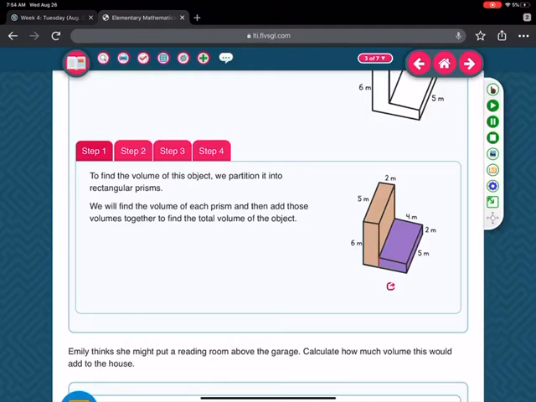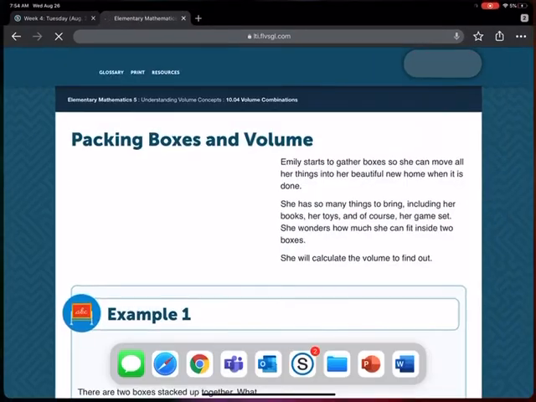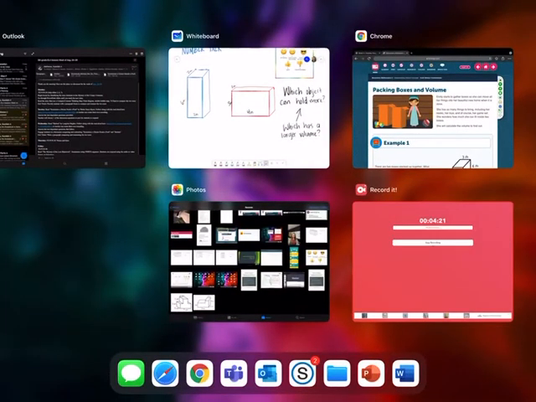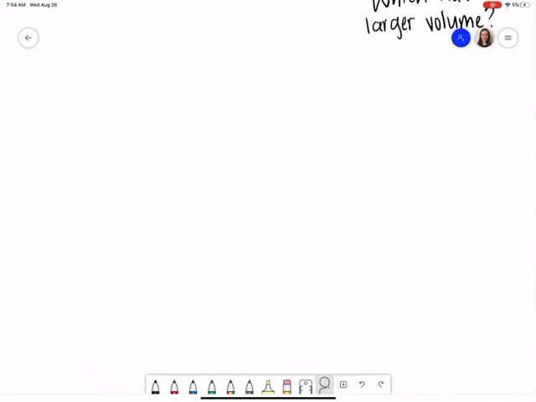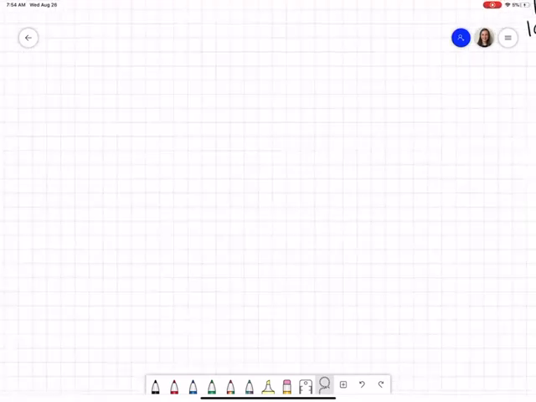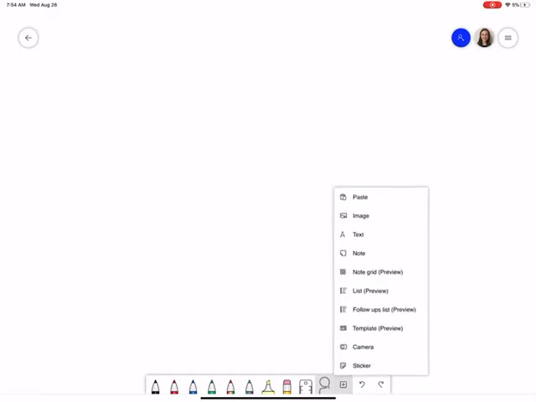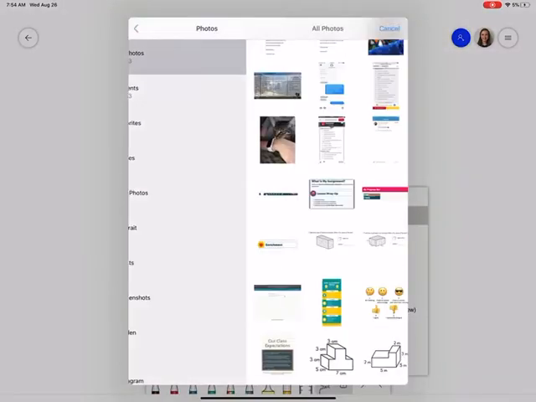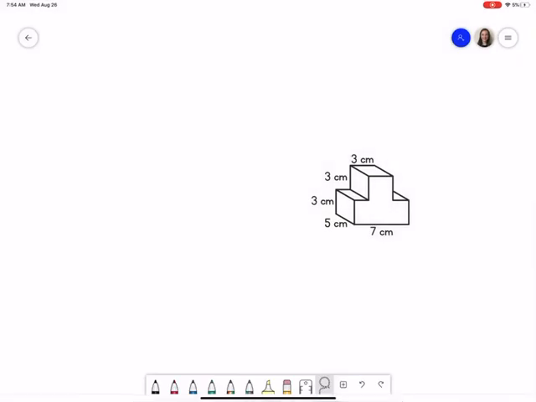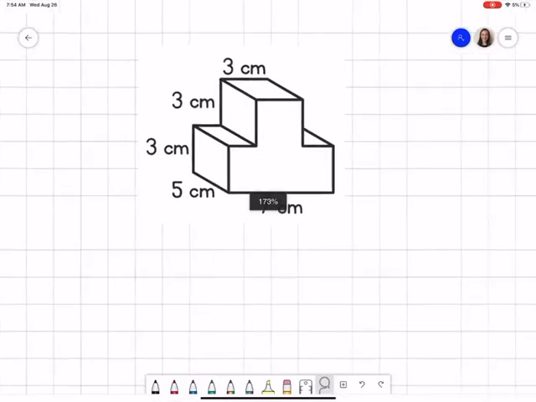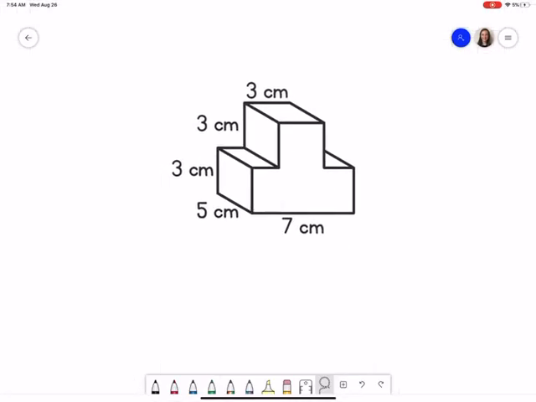Okay, so that was just talking through it, but now I want us to actually do it. So let's look at this for a second. We're going to come over here to the blank spot and we are going to add an image. So let's do this one. Here's our image, okay? All right, so how could I divide this? I want you to think how you could divide it into rectangular prisms.